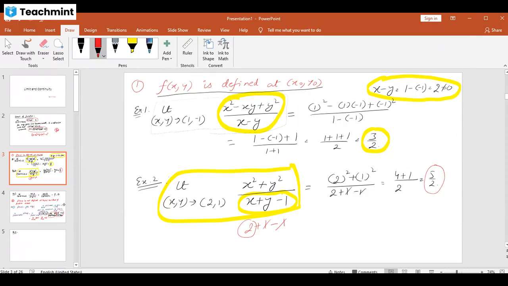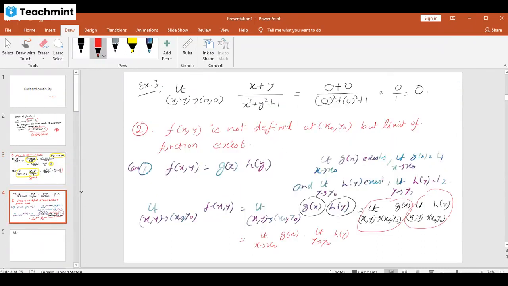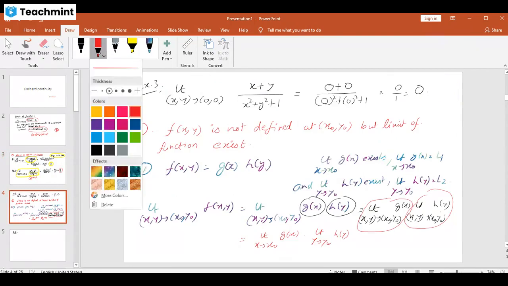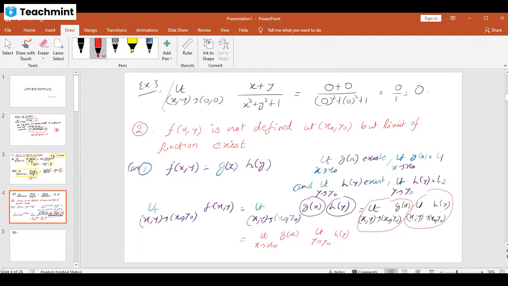Okay. Now let us consider another problem here. This is problem number 3. Here your problem is limit (x, y) approaches (0, 0) of the function (x + y) upon (x square + y square + 1). So this is the limit problem.